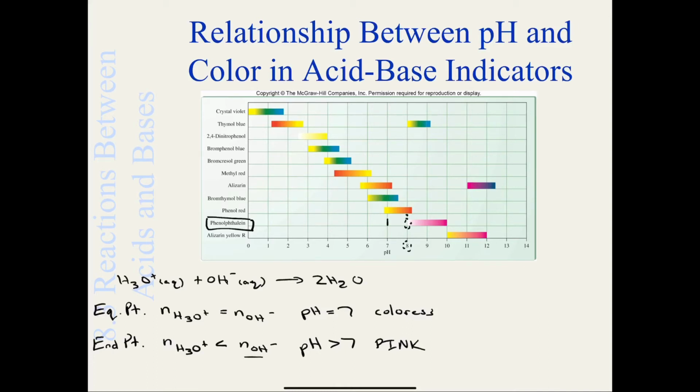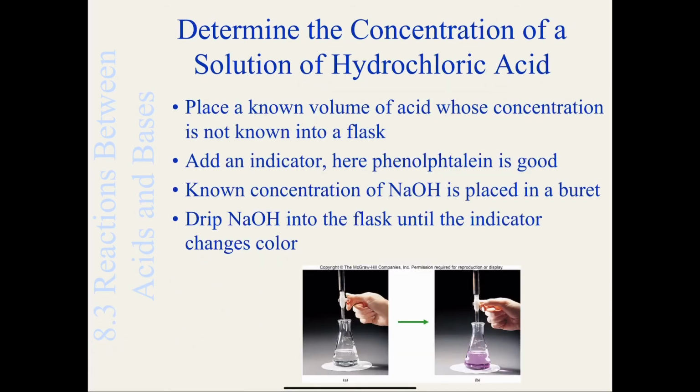And again, the reason that phenolphthalein is such a great choice is because it's very easy for the human eye to detect a color change going from colorless to pink. You may be asking, could I use phenol red as an indicator? Yes, you could use phenol red, but it's much more difficult for the human eye to detect a color change going from yellow to red.